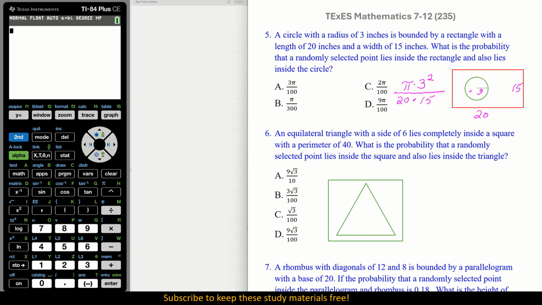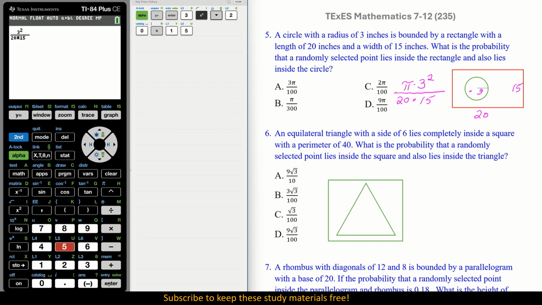Or we could put it in the calculator without pi, right? Let's try that. Say alpha y equals, right? We're just trying to simplify and leave pi as it is, okay? All right. So we're going to say he's off to the side and do the rest. Okay, 3 squared, and then go down and say 20 times 15, and let's push enter. Oh, 3 out of 100, and then we can just add pi back in.